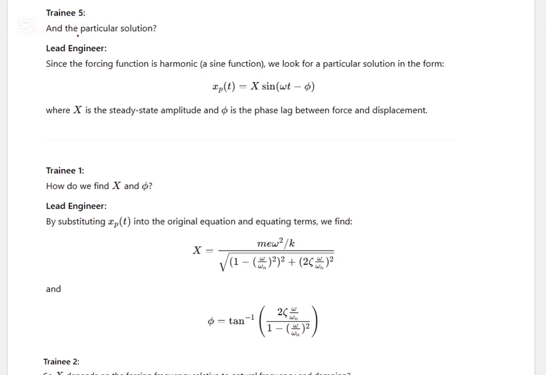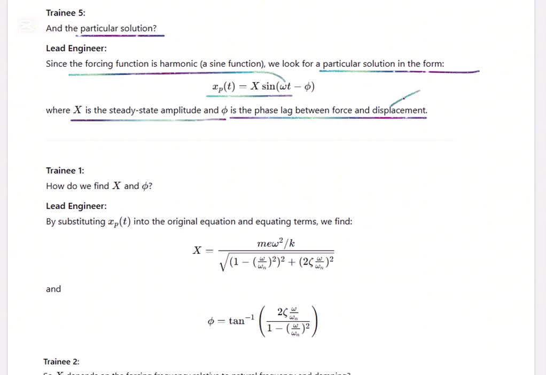For the particular solution, since the forcing function is a harmonic sine function, we look for a particular solution of the form x p of t equals X sine of omega t minus phi, where X is the steady state amplitude and phi is the phase angle lag between the force and displacement. How do you find X and phi? By substituting x p of t into the original equation, we can find X and phi.